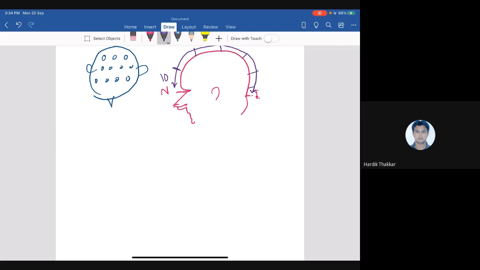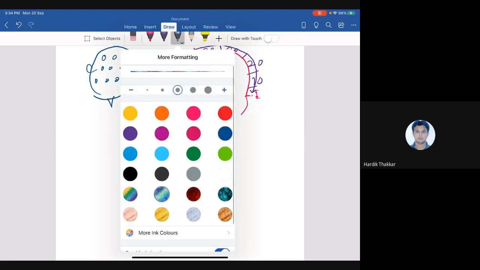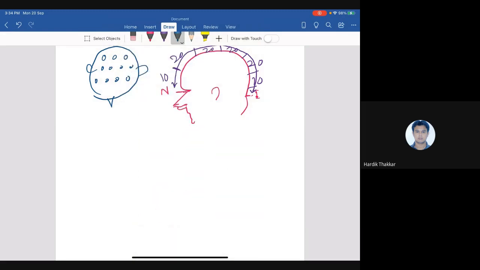This is 10, so 10, 20, 20, 20, 20, 10. Likewise, if you go from this ear to the other ear, this is also 100%. Just like here you divided 10, 20, 20, here also you have to divide 10, then 20, then 20%, and then you go to the other side.